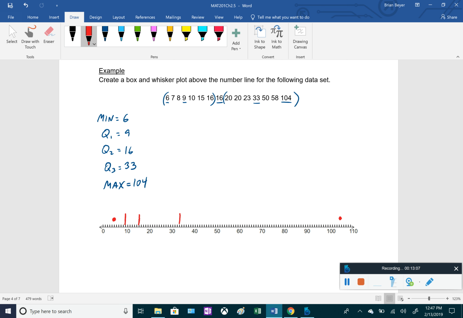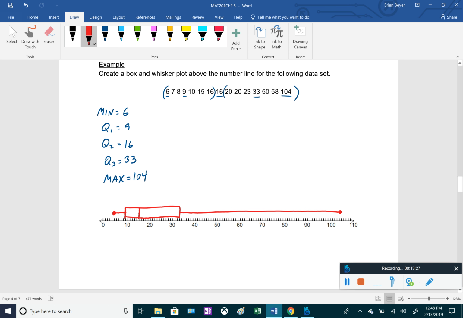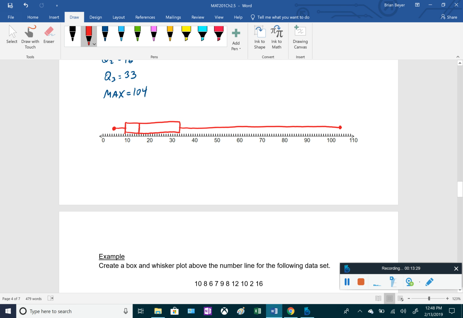So we're just going to create this box in here. And the whiskers, just connect that to the box. So this kind of helps us visualize that outlier of 104, that is most likely an outlier because that whisker is so long. Okay, so that's the box and whisker plot.